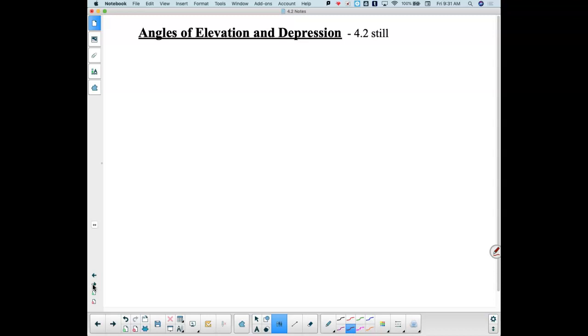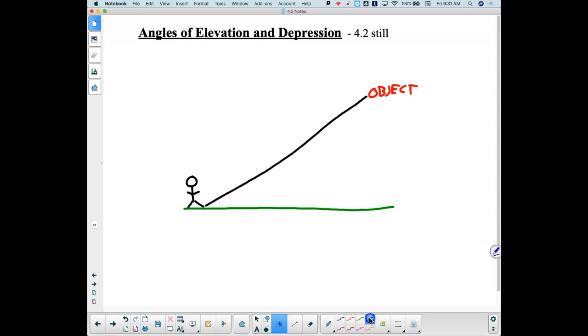Okay? So an angle of elevation means that your eyes are going to have to go up to see the object. So if you are standing right there on the ground, the angle of elevation would be how high or how far the angle that your eyes have to go to look up to see an object. So let's put an object out here. Okay. So the angle of elevation would be right here.